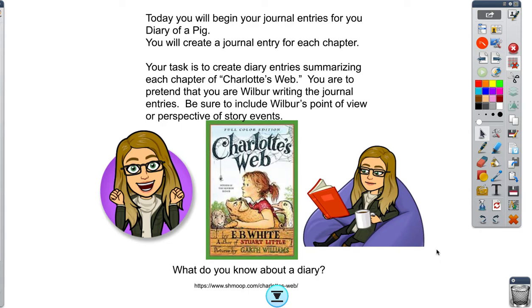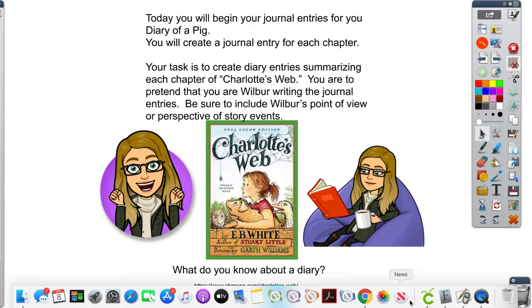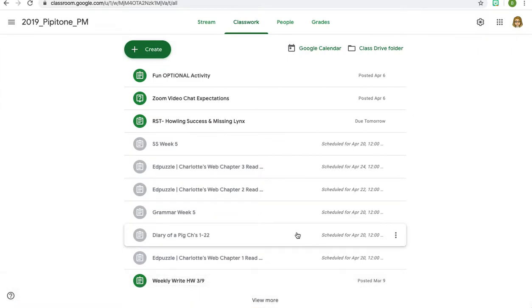Your writing assignment for today and tomorrow is going to follow along with the Charlotte's Web reading, and it's going to continue on in this way until we reach the end of the novel. So we're going to write a diary entry for each chapter of the novel. You'll be able to do that on Google Classroom, and I'll show you where it's at as soon as my computer pulls it up. So right now it's a gray color because I'm recording the video before I've assigned the assignment, but you will be able to see it starting today, and it says Diary of a Pig, chapters 1 through 22.